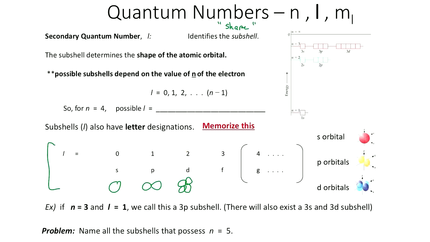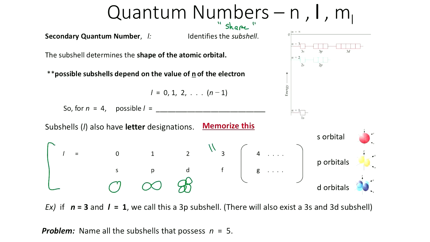They do have meaning. Those are the different shapes. As L increases, after D, we have an F orbital or F subshell, and then after that, the letter designations just change alphabetically. But I'll be honest, we don't really talk about F orbitals that much. We basically stop at D. That's what's important here.